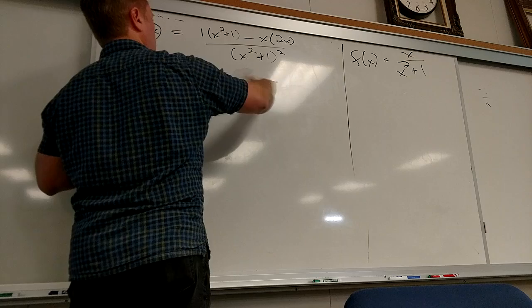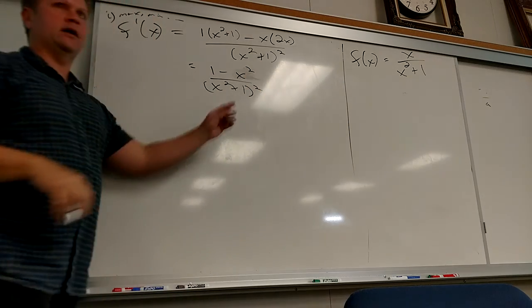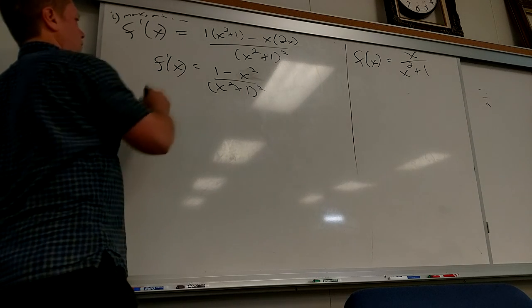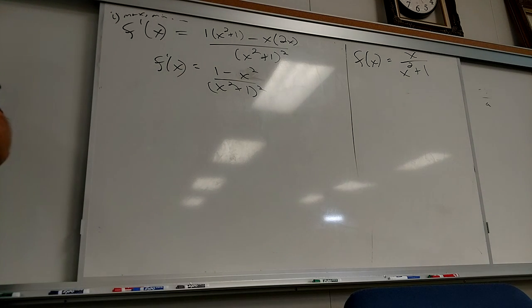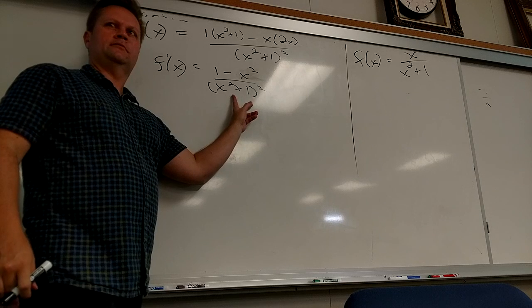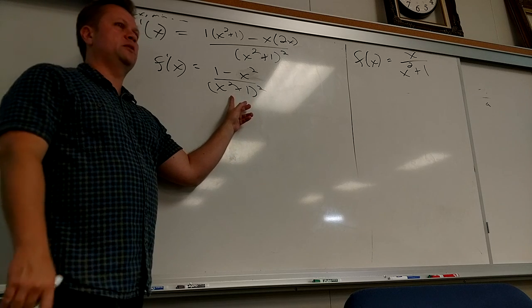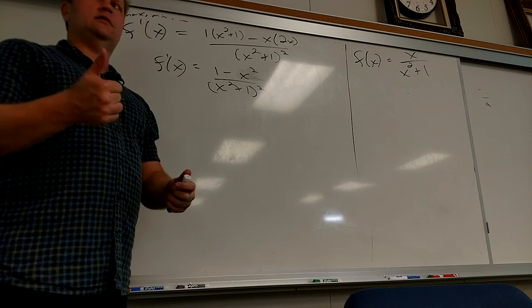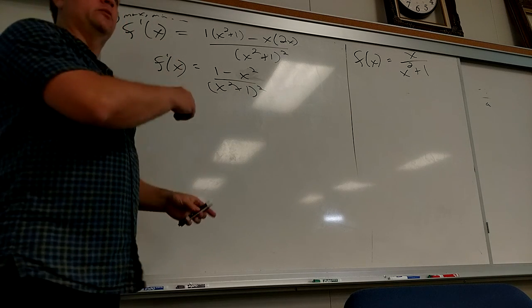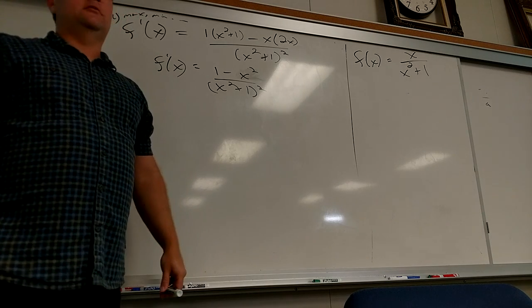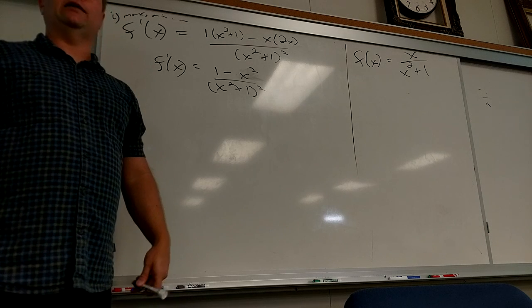We still don't have a situation where we're undefined, though. Why is this never undefined? What's the smallest the bottom can be? 1. There you go. Smallest it can be is 1, so it can't be 0, so therefore there's nowhere where it's undefined. Find the critical numbers real quick. Should be like, bam. Just look at it, write them down.